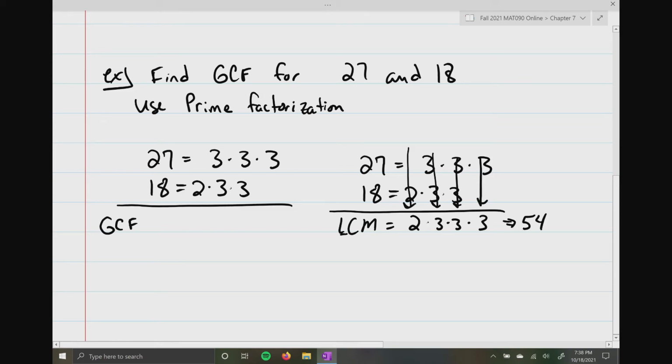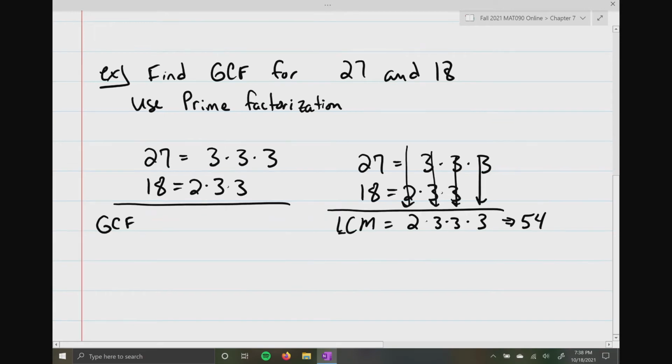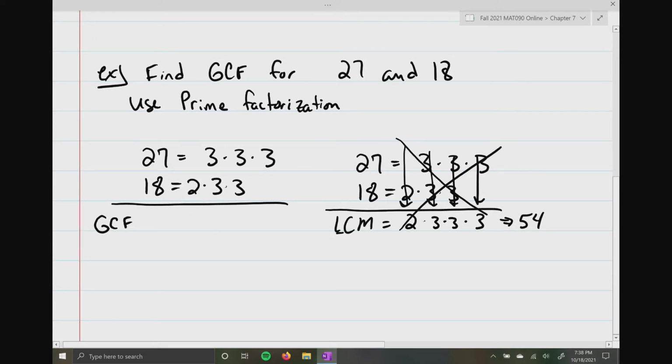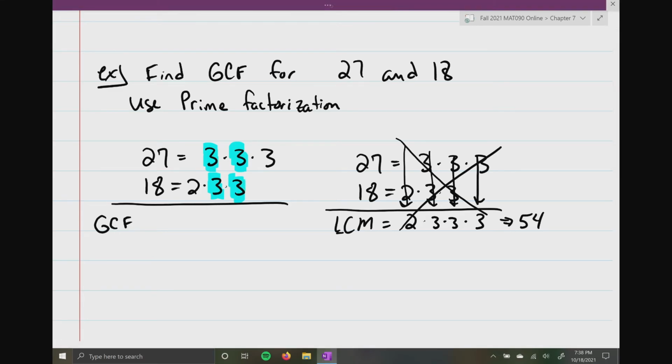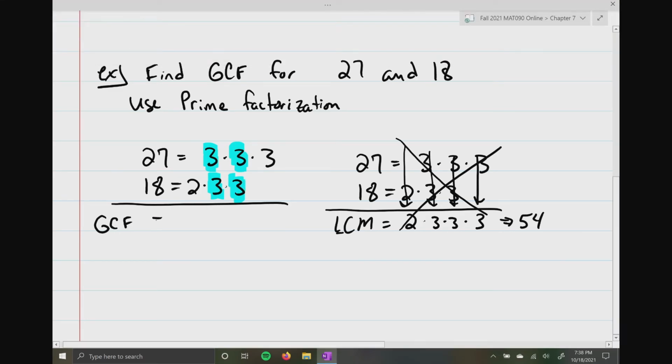With the greatest common factor, we're not concerned with all the numbers. We're concerned with numbers that overlap. For example, for the GCF for 27 and 18, when I write out the prime factorization, notice that the only overlap that I have are the 3's. So my GCF is going to be 3 times 3, or my greatest common factor equals 9.